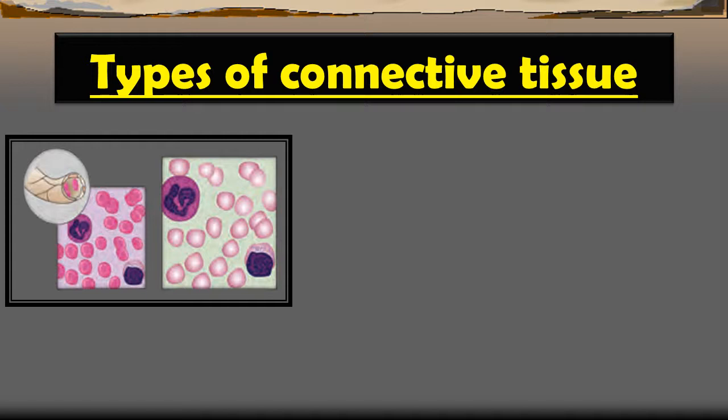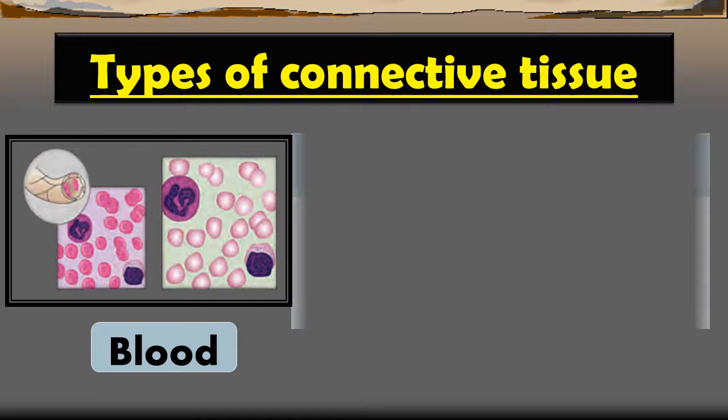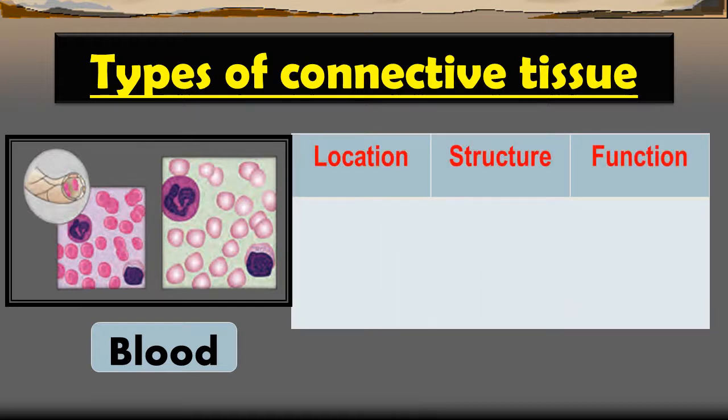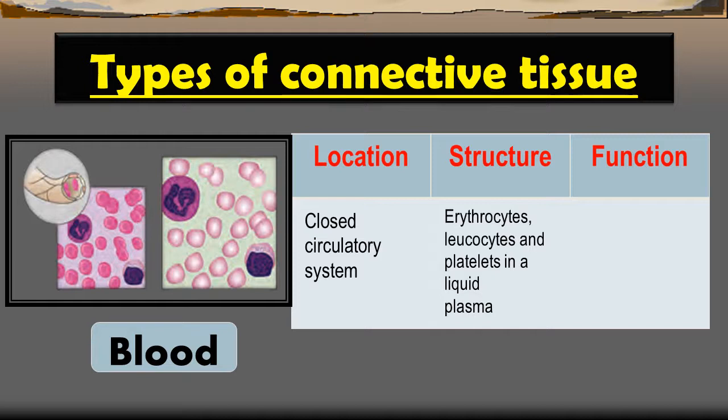So the first type we have is blood tissue. This is the appearance of blood tissue. Okay, so location, structure and function. The location of blood tissue is the closed circulatory system, that is inside the blood vessels like veins, arteries, capillaries. Okay, and the structures are erythrocytes, meaning RBCs, leukocytes, meaning WBCs, and platelets in a liquid plasma, that is blood. And the function is transport of oxygen, nutrients, hormones and waste material. Now waste material means that which is filtered by the kidney.